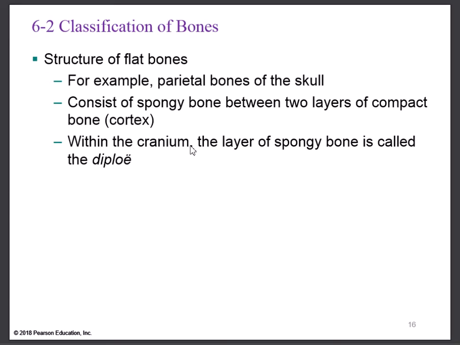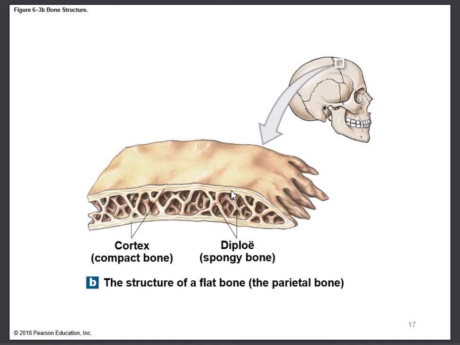Okay, so again, a flat bone, just to make sure we cover the note, consists of spongy bone between two layers of compact bone. Just like a sandwich. In the cranium, the layer of spongy bone actually has a term for it. You see it labeled here. This is called the diploë, but really it's just spongy bone between the compact bones. And just to jump ahead a little bit, later in these presentations we'll see this is where bone marrow is located, and this is where we make our blood cells.